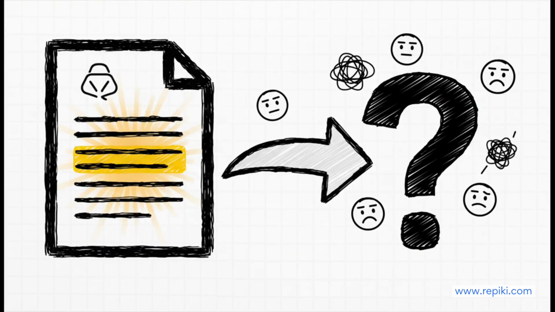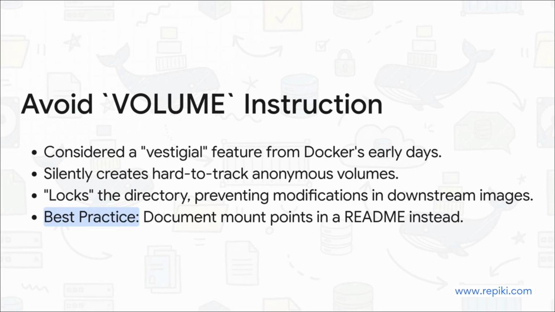All right, let's talk about a common pitfall, something that causes a lot of confusion and headaches for people. I'm talking about the VOLUME instruction that you can put right inside your Dockerfile. Here's the deal. Most experts today will tell you flat out, just don't use it. It's kind of a relic from Docker's early days. It causes problems, like silently creating these anonymous volumes that are a pain to track and clean up. Even worse, it effectively locks that directory, meaning anyone who tries to build on top of your image can't add or change files in that spot.